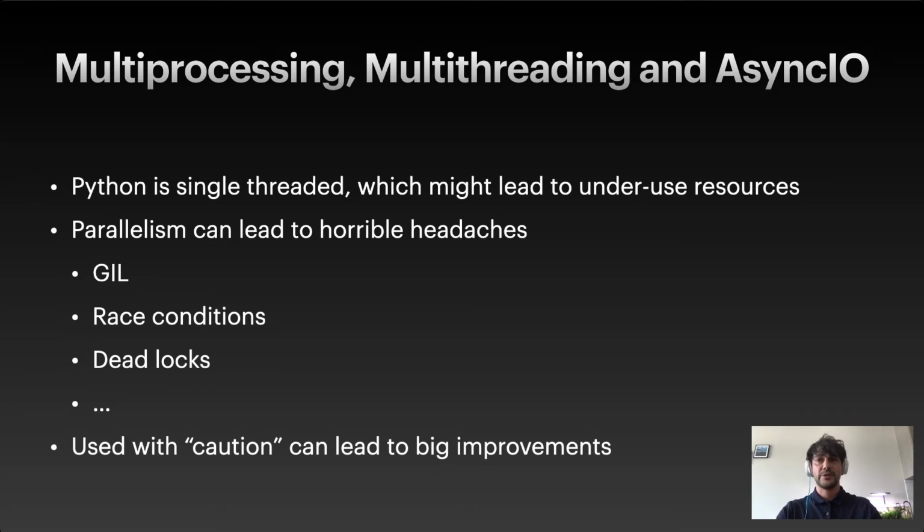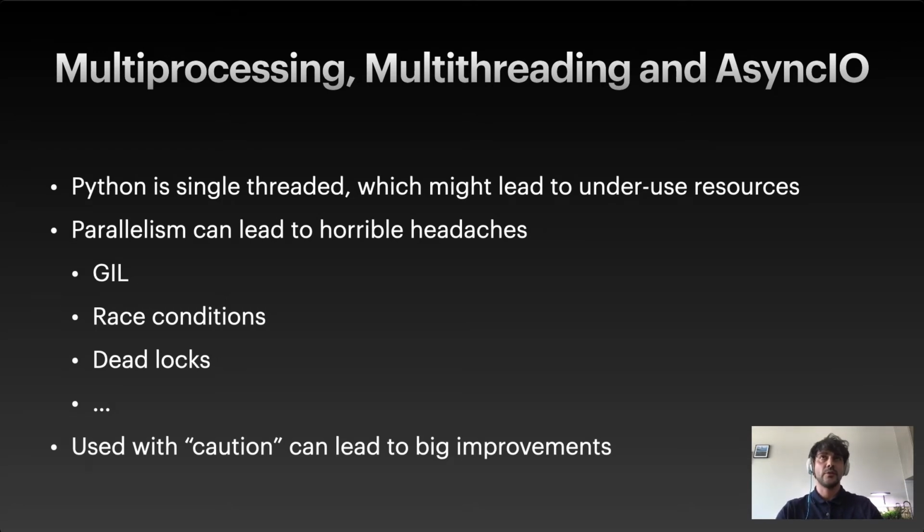So unfortunately, Python is single threaded, which means that in most of the setups, the system is going to be underused. So you have a machine with multiple cores and so on, only one of them is going to be used. But parallelism can lead to horrible headaches, believe me, like we used to say, been there, done that, right? So there is the GIL that you need to deal with, there are the race conditions that you are not gonna like, there are the deadlocks that you're gonna like even less, and there are a lot of other things that can happen with threads. But I have to say that if you use them with caution, they can lead to big improvements, right?